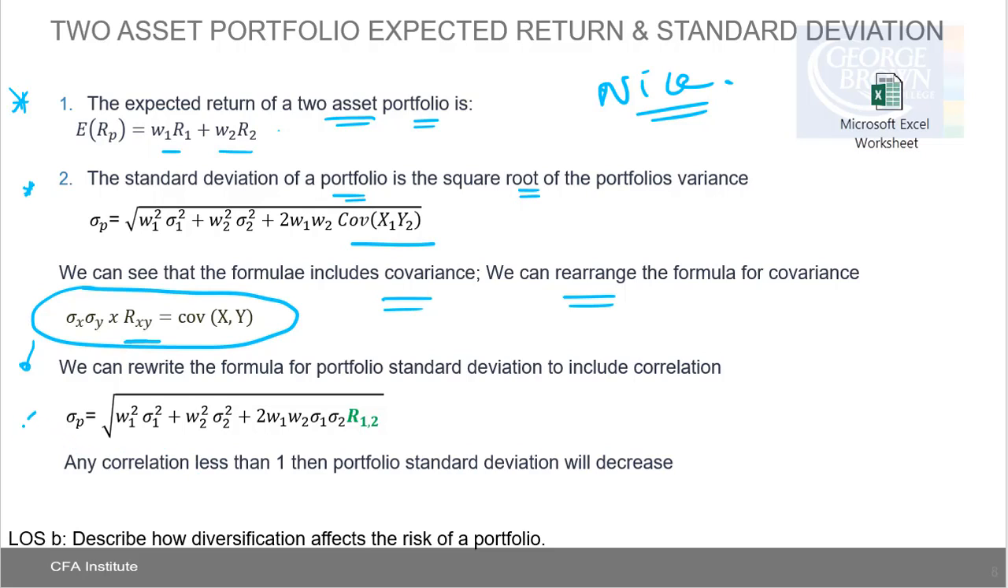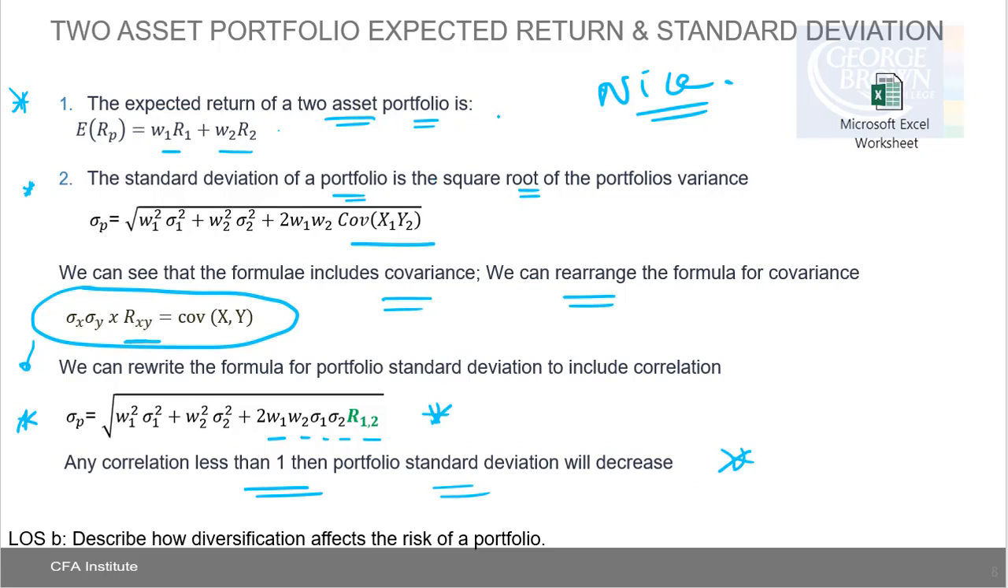So I've rewritten the formula for portfolio standard deviation to show it's the square root of the variance, which is weight 1 squared times variance 1 plus weight 2 squared times variance 2 plus 2 times weight 1, weight 2 times standard deviation 1 times standard deviation 2 times the correlation. Okay, so any correlation less than 1, then the portfolio standard deviation will decrease. And that's why I was saying it's just a function of math.